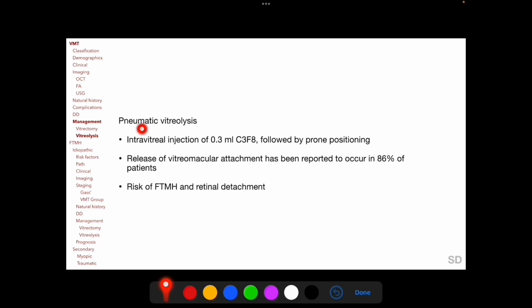Pneumatic vitreolysis involves intravitreal injection of 0.3 ml of C3F8 followed by prone positioning, and following this procedure, release of vitreomacular attachment has been reported to occur in as many as 86% of patients. And risk of full-thickness macular hole and of retinal detachment, in addition, are also associated with this procedure.